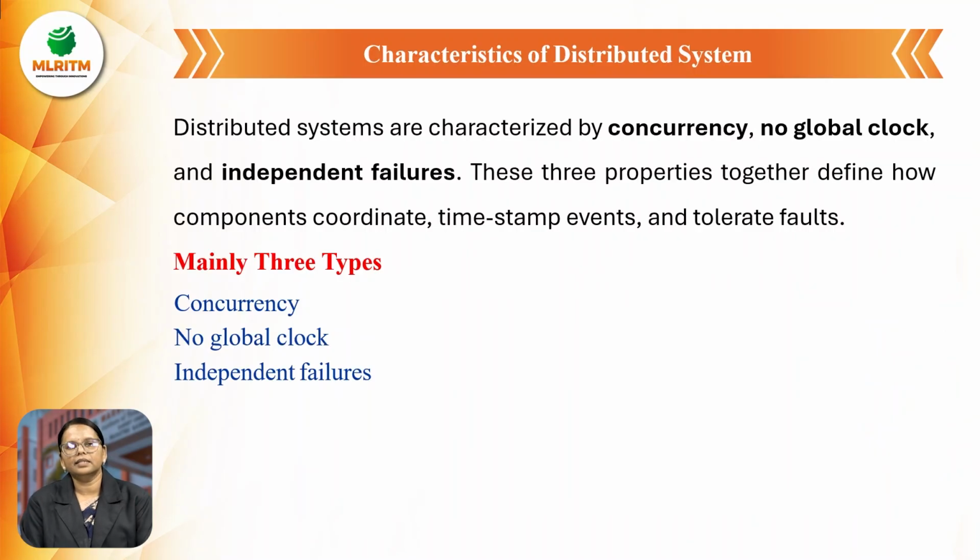Next, characteristics of distributed systems. Distributed systems are characterized by concurrency, no global clock, and independent failures. These three properties together define how components coordinate, timestamp events, and tolerate faults. So we have three main characteristics: concurrency, no global clock, and independent failures.